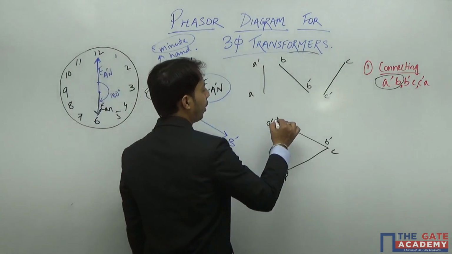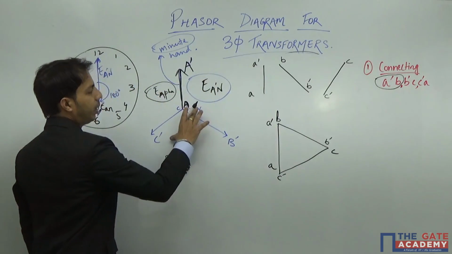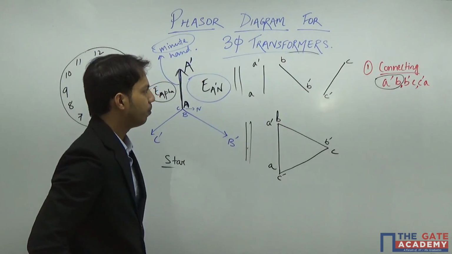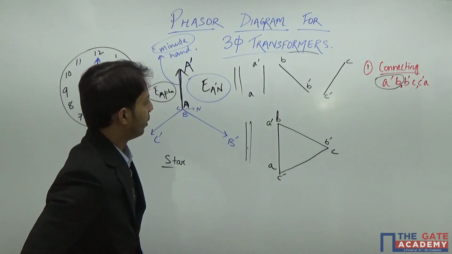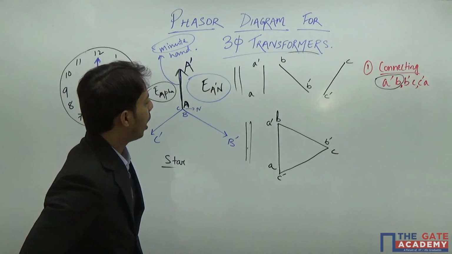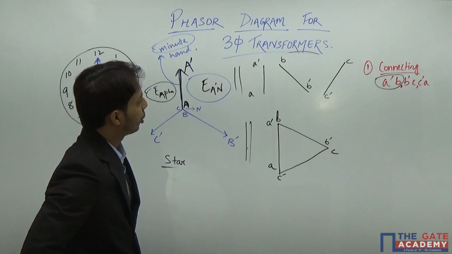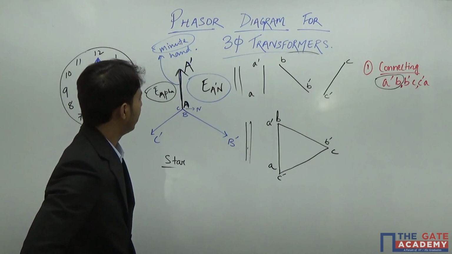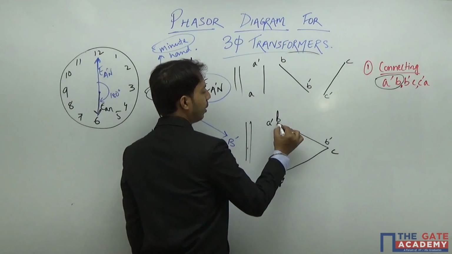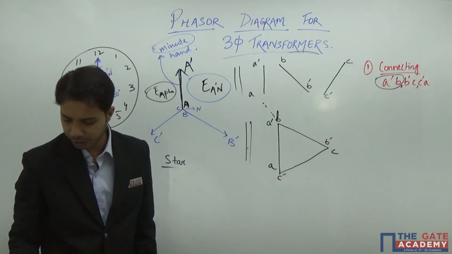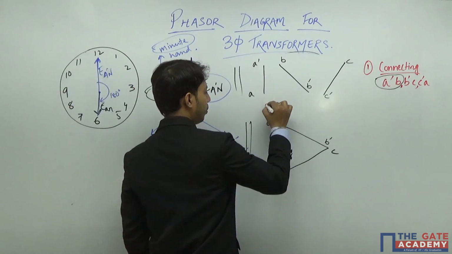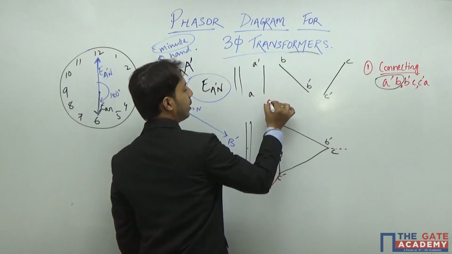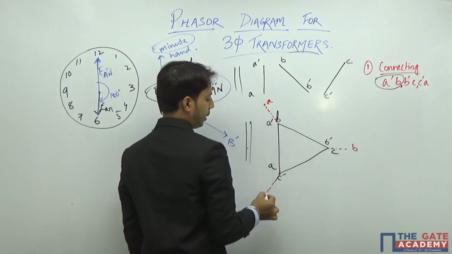Now let me find out what is the phase difference between the primary and the secondary. Say this is my secondary and this is my primary. As I have said, I took the output points as I have shown earlier, at A dash, B dash, and C dash. So let's say these are my output points, and this is A, and secondary B and secondary C.